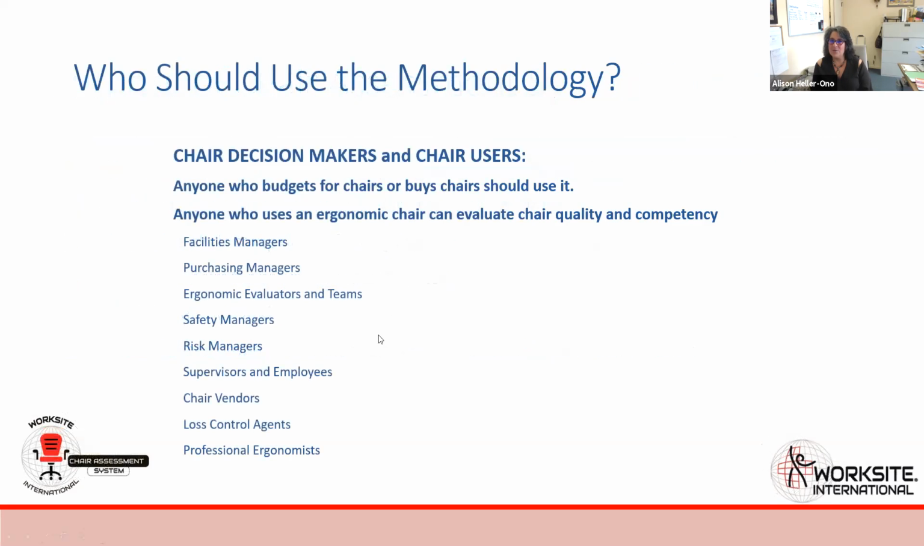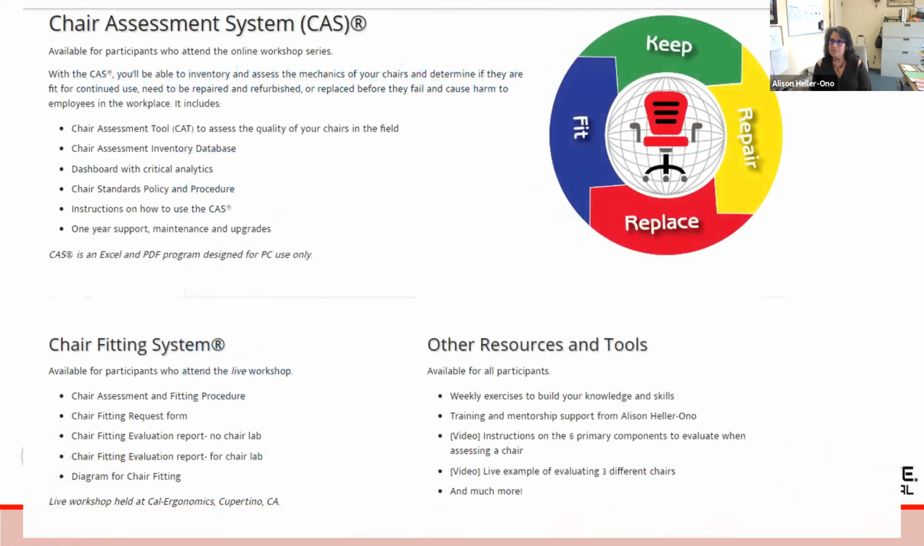So who's it designed for? Really, chair decision makers and chair users, anyone in what I call the chair supply chain cycle can use this product. Anyone who budgets for chairs or buys chairs should use it. Anyone who uses an ergonomic chair can evaluate chair quality and competency once they understand what the chair features are and how it's intended to be used. So I've listed a number of people that can benefit from this product, and many of you represent the categories listed here. Now, the chair assessment system is broken into two components, the software itself and then the chair fitting forms.